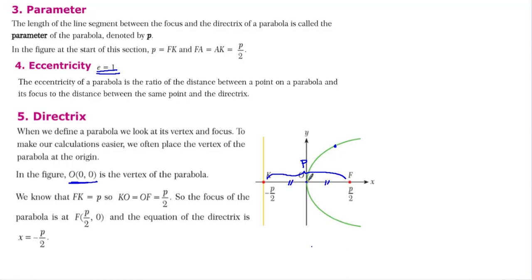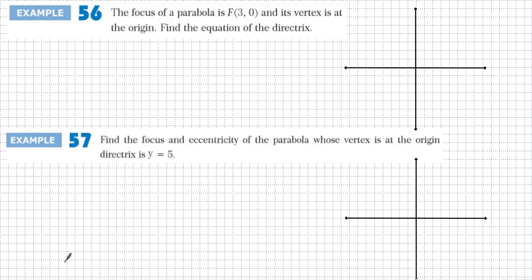So from here, this distance is always p over 2, and this distance should also be p over 2, whether you are finding the directrix with respect to the focus point, or the focus with respect to the directrix. They should have equal distance to each other. Okay, let's solve some exercises. Exercises are very easy for us.